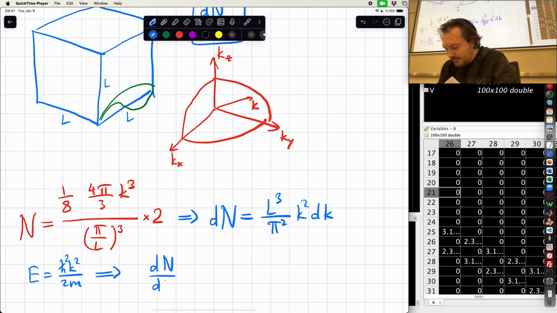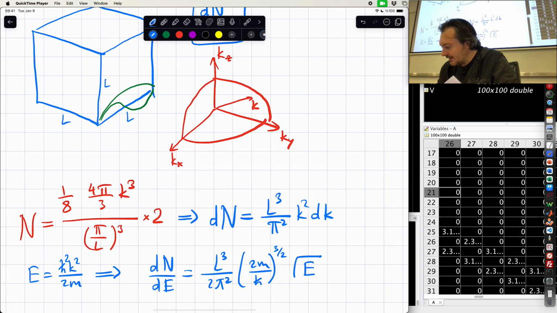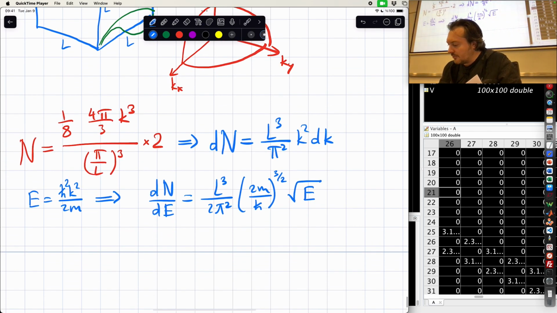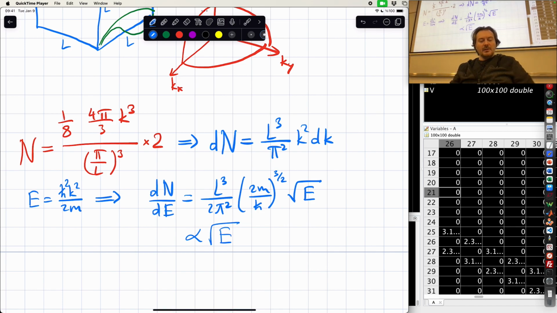dN over dE becomes, look at this complicated stuff, 1 over 2 pi squared, 2m over h bar squared to the 3 over 2, square root E. That's the result. So it's basically proportional to square root of E. Okay? This is density of states of a 3D electron gas. You might think that it's just an arbitrarily random thing to ask, but you encounter it over and over. Okay, so it's an important thing.